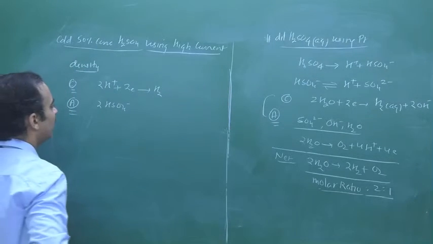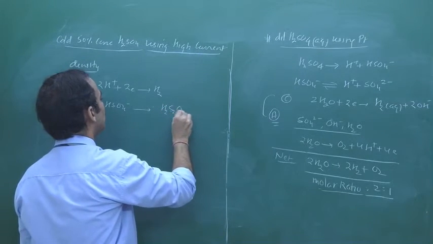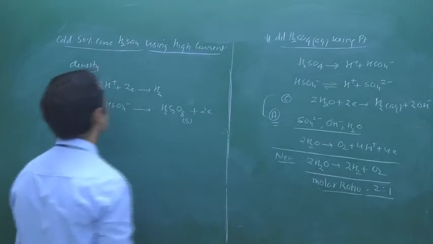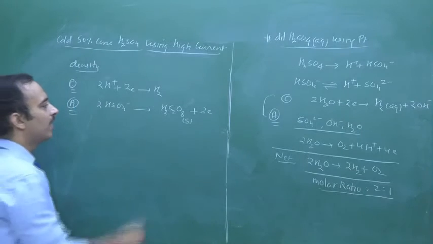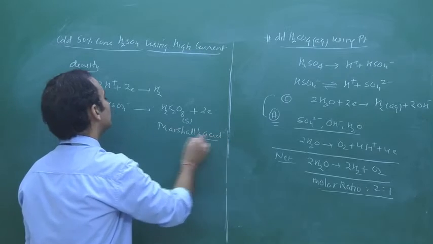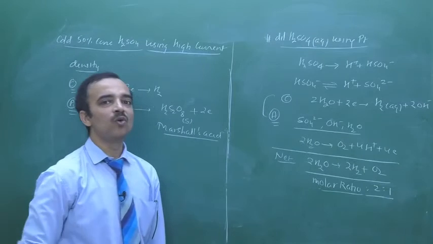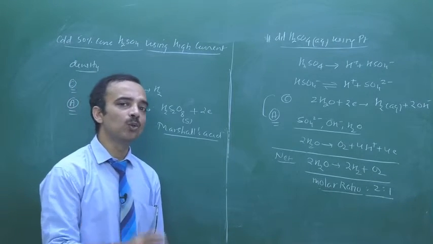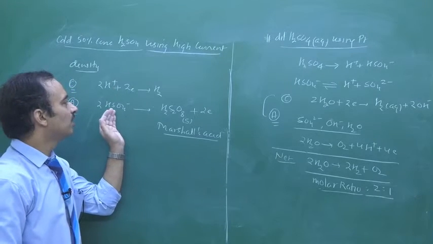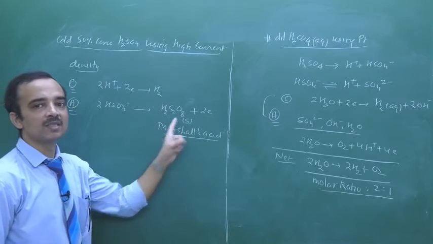So we may say at anode HSO4 minus gets oxidized to form H2S2O8 solid plus 2 electron. Is it clear? This is Marshall's acid. Beta, in concentrated H2SO4, most of the sulfate ion remains protonated, that means as HSO4 minus, and the concentration of HSO4 minus is very high now, therefore it will get oxidized.